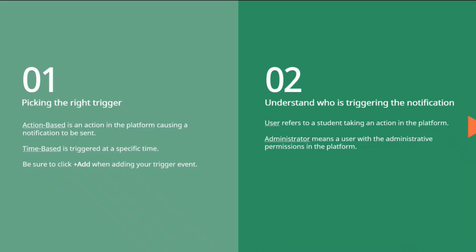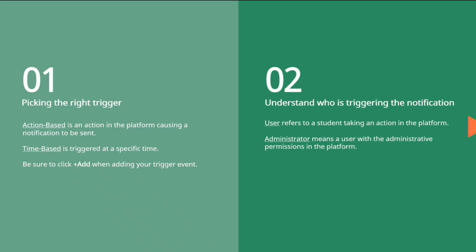My first tip to you is picking the right trigger. The trigger is what causes the notification to be sent, and it's really important to understand that there are two types of triggers when you're building your notifications, and understanding how each one performs, and knowing that you pick the right one when you want to create that notification to be sent.